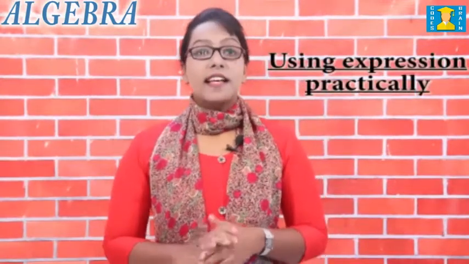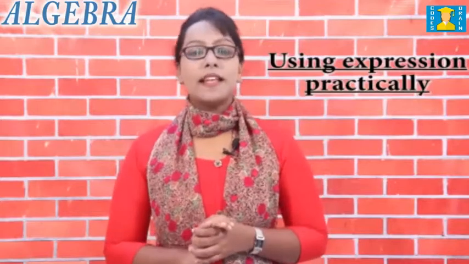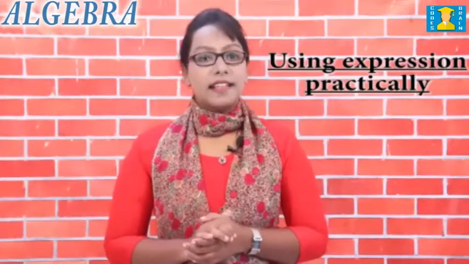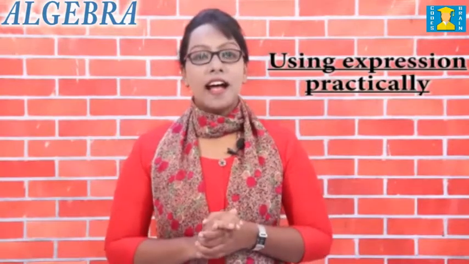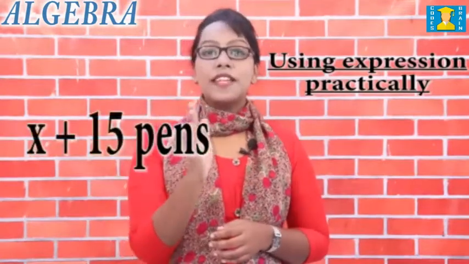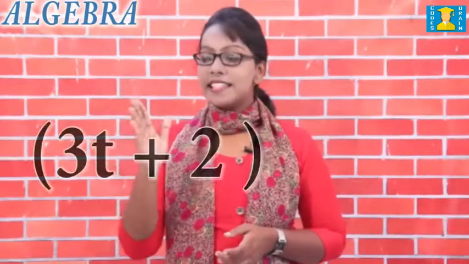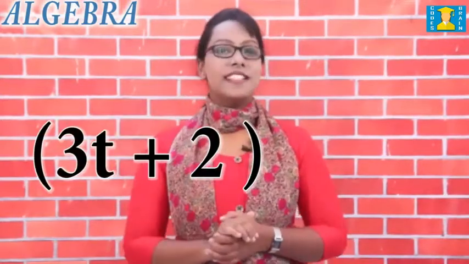Number 1. Sarita has 15 more pens than Amina. Let Amina have X pens, then Sarita has X plus 15 pens. Second example. Raghu's father's age is 2 years more than 3 times Raghu's age. Let Raghu's age be t years, then Raghu's father's age is 3t plus 2 years.